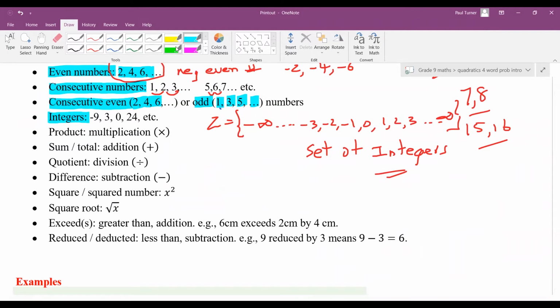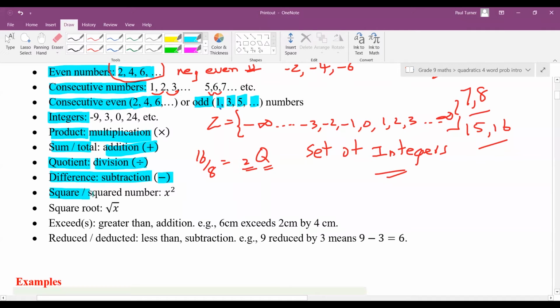Okay, and this one you'll recognize, product means multiply. The sum and total means you add the numbers, find the sum, find the total. Quotient is referring to a division. So find the quotient. Okay, so for example, 16 on 8, the quotient would be 2. So that's called your quotient there. Difference refers to subtraction, as you probably know already. So subtraction.